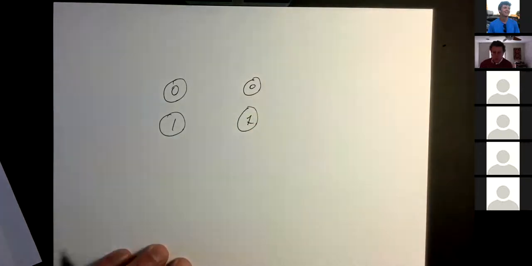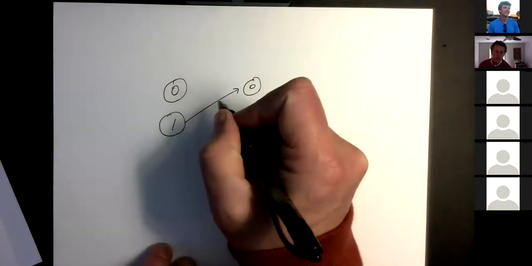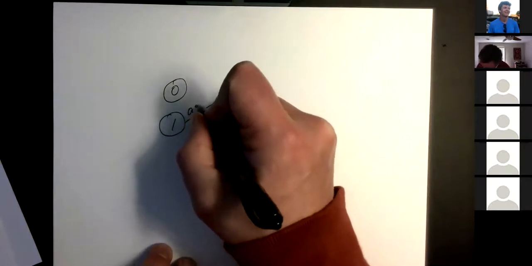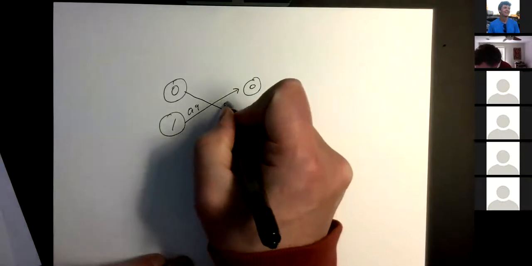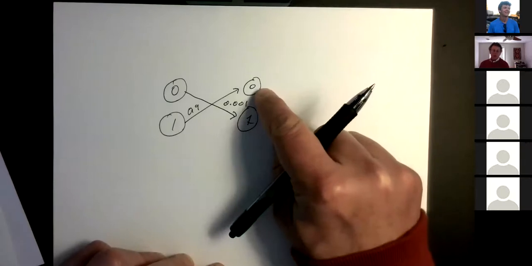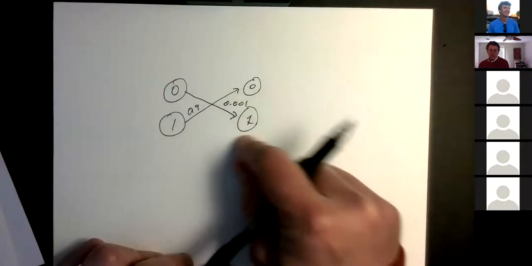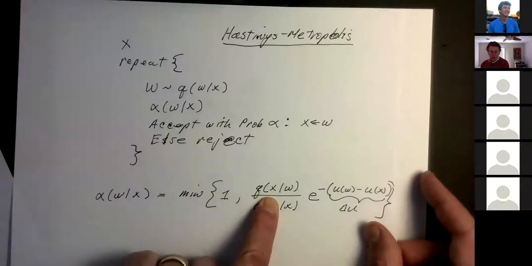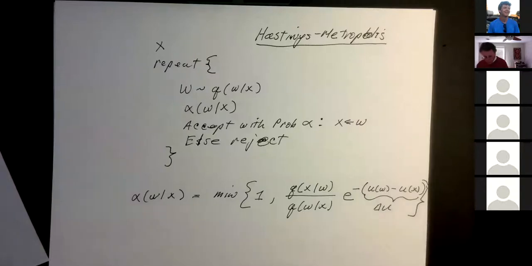If you were transitioning this way a lot, proposing zeros from ones all the time, so this was like 0.9, but the probability of doing this would be 0.001, well, you'd spend a lot more time proposing zeros, so that it would bias the distribution and these would be out of balance. So this term here corrects for that imbalance that may occur. All right, fine. So that's what that is.